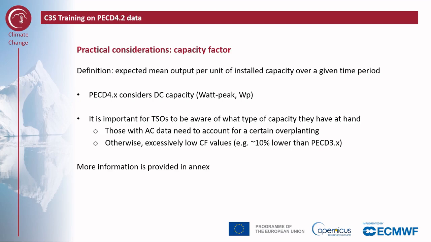Also, a topic that has come up several times when talking with TSOs concerns the type of PV capacity used when handling these capacity factors. All PECD4 versions consider DC capacity in watt peak, which relates to the PV modules. It is very important that TSOs be aware of what type of PV capacity they have at hand. For PECD4, TSOs with AC capacity data will need to account for a certain level of overplanting, otherwise you will obtain excessively low values. Just like before, more details on these are provided in Annex.